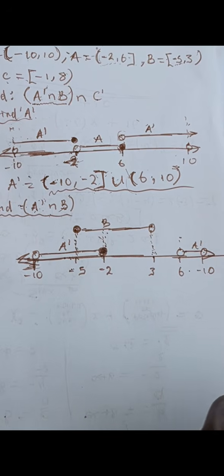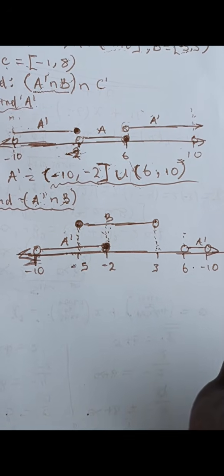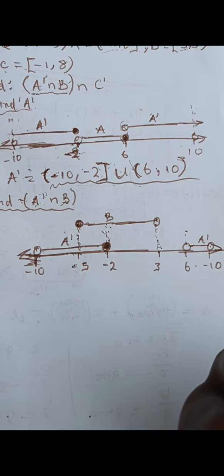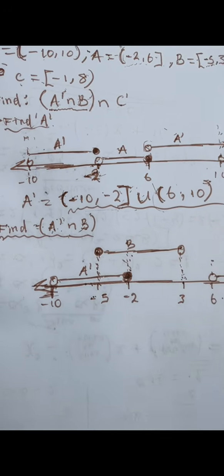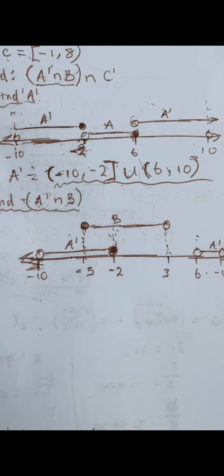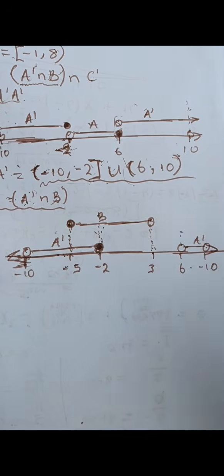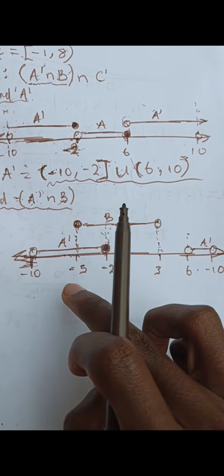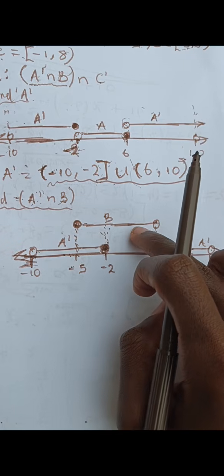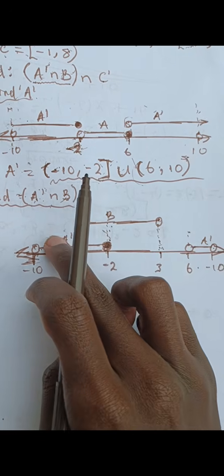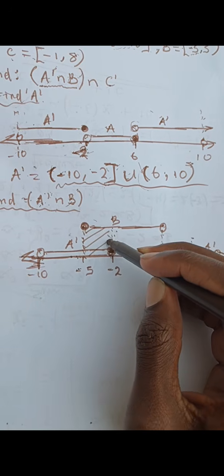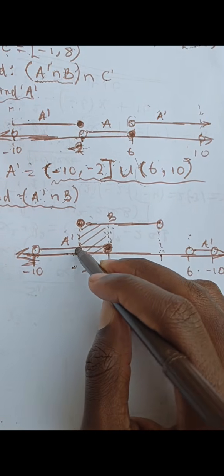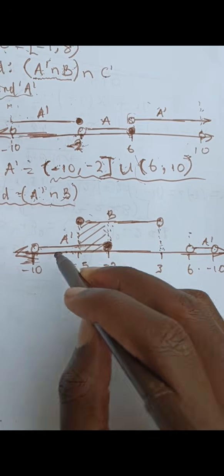So now let me ask you this question: in which region can we find the values which are present in both B and A complement? Is it this region? No. Is it this region? No. Is it this region here? No, because this region only has values for B, not for A. Is it this region? No. But when you look at this region, you find values which are in A complement and B complement.